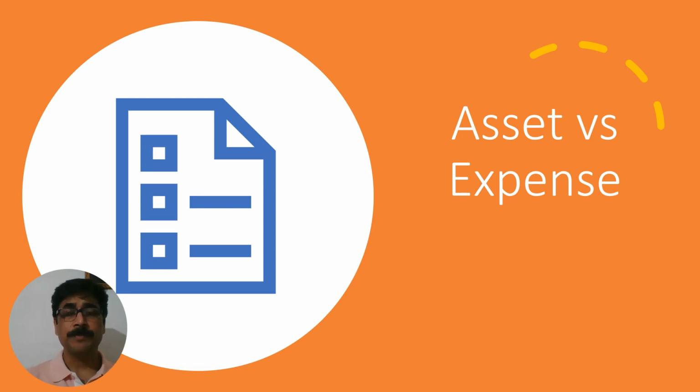So in this video, I'll explain how the amount you incurred on buying different items is categorized into asset and expense.